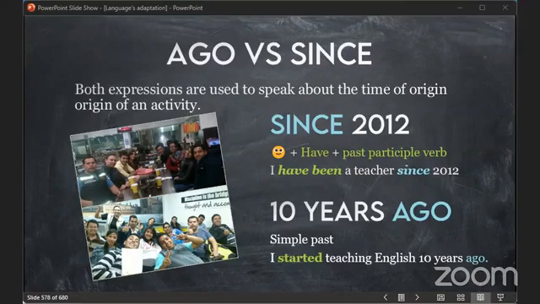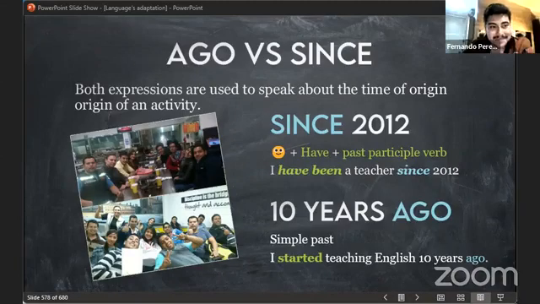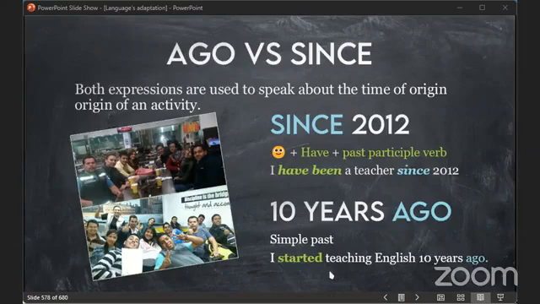Since. What is since? For example, since 1801. Exactly, that's correct. And if you speak with ago, you need a simple verb, not have, but the simple past: Liverpool opened 100 years ago.